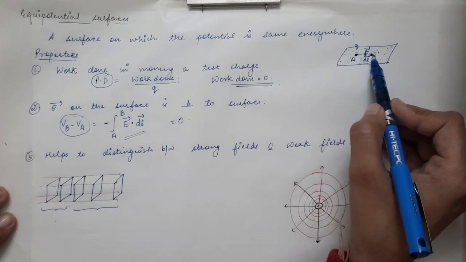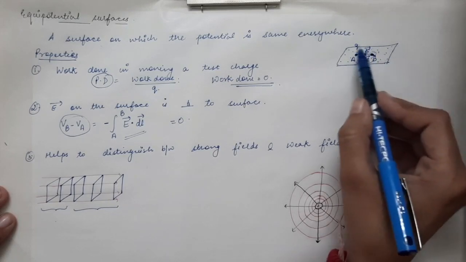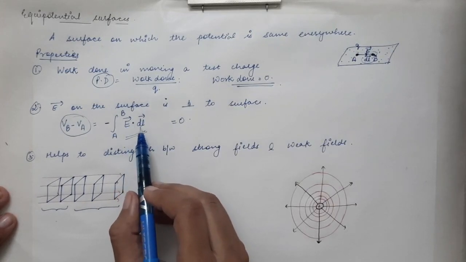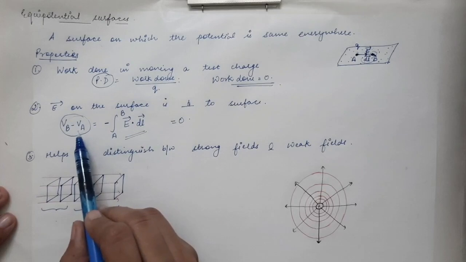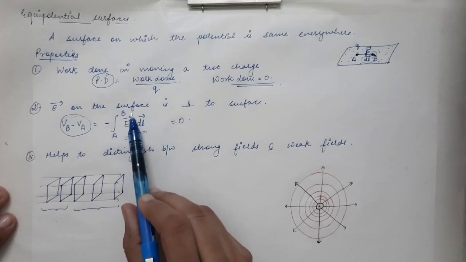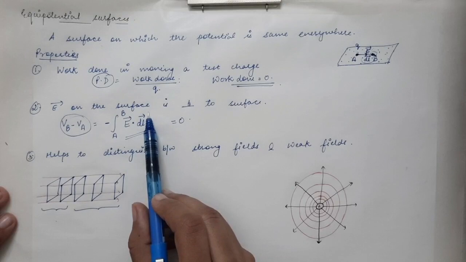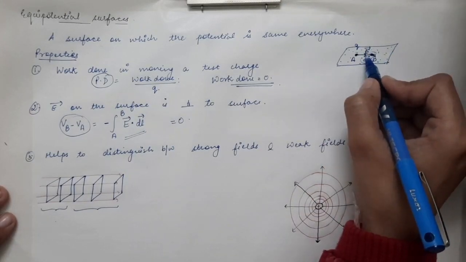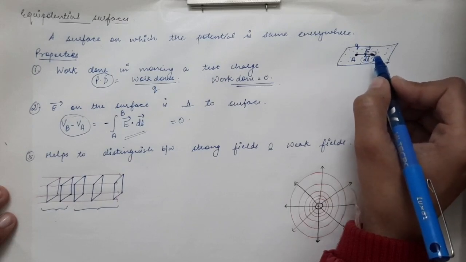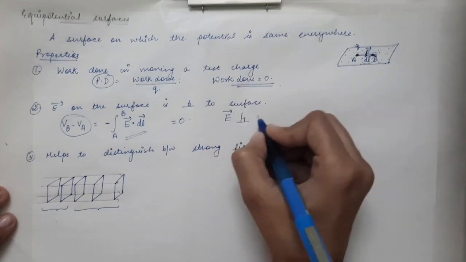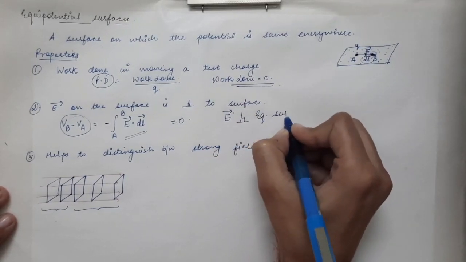So the dl vector will always lie in the plane of the surface which we are talking about. As we have said, the E vector must be perpendicular to the dl vector because the potential difference is equal to 0 in the case of an equipotential surface. Therefore, for the right hand side to be equal to 0, the E vector must be perpendicular to the dl vector. So dl is in the plane of the surface and E must be perpendicular to dl, by which we mean that the electric field will be perpendicular to the equipotential surface.